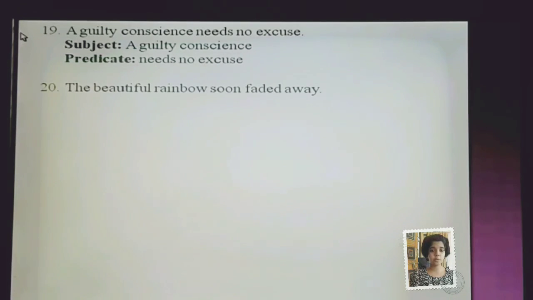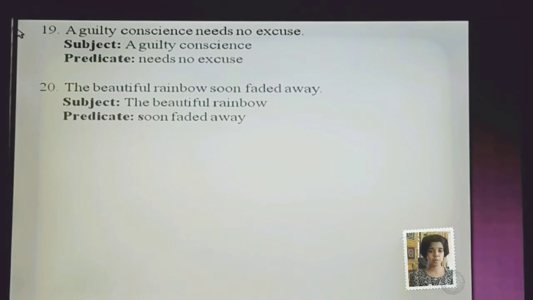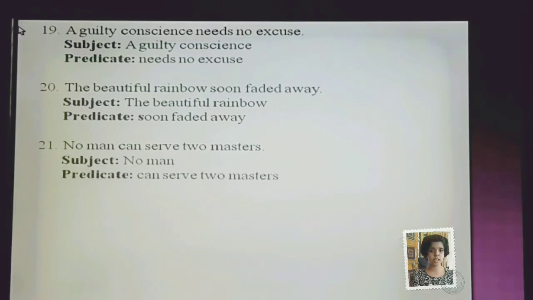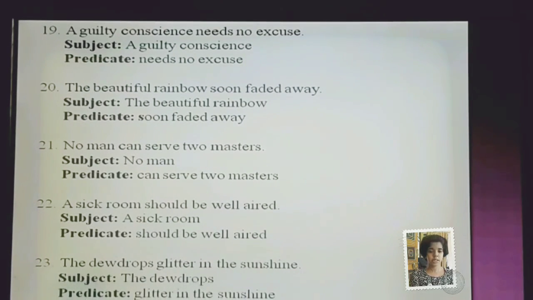The beautiful rainbow soon faded away. Subject, the beautiful rainbow; predicate, soon faded away. No man can serve two masters. Subject, no man; predicate, can serve two masters. A sick room should be well aired. Subject, a sick room; predicate, should be well aired. The dewdrops glitter in the sunshine. Subject, the dewdrops; predicate, glitter in the sunshine.